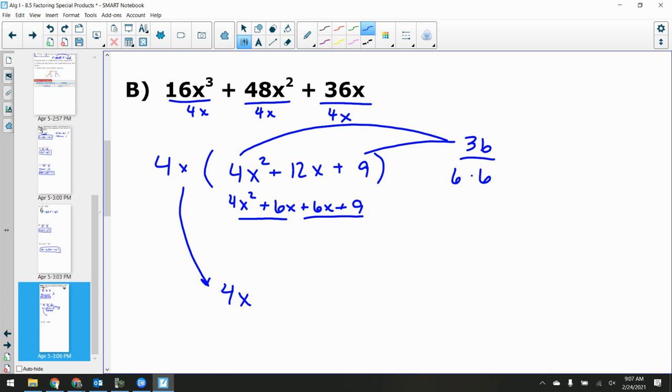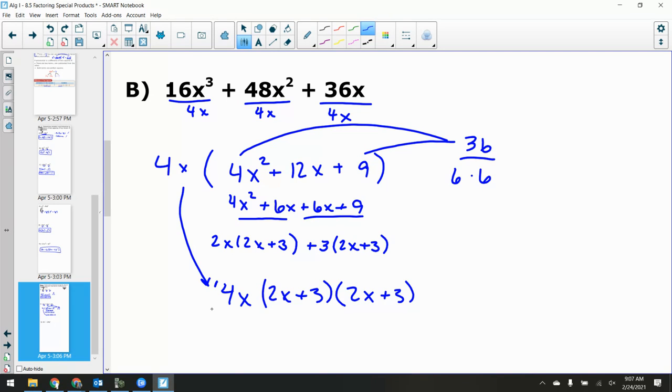And we factor by grouping. We pull out a 2x, leaving a 2x plus 3. We pull out a 3, leaving a 2x plus 3. So my solution is 2x plus 3, 2x plus 3. I'll leave it like that. If you'd like to combine the 2x plus 3s and make it a 2x plus 3 squared, that's totally fine.